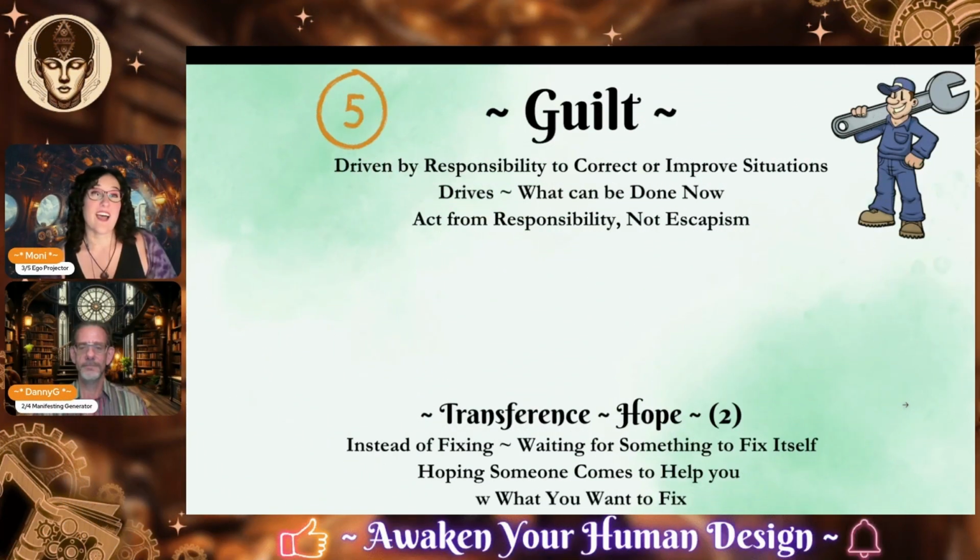Next up, we have color 5, which is guilt. And these people are driven by responsibility to correct or improve situations. The drives are what can be done now. They act from responsibility and not escapism. On the flip side, the transference is the distraction of hope, because that's color 2, and 2 and 5 have that relationship. And when transferring into hope, then instead of fixing things, they're waiting for something to fix itself and hoping that someone comes along to help them fix it. And good luck. And stuck. Yeah, and they're just stuck at that point.